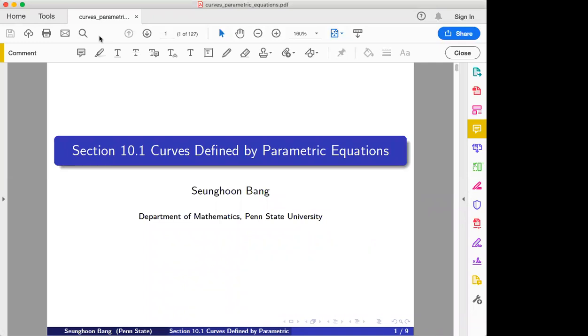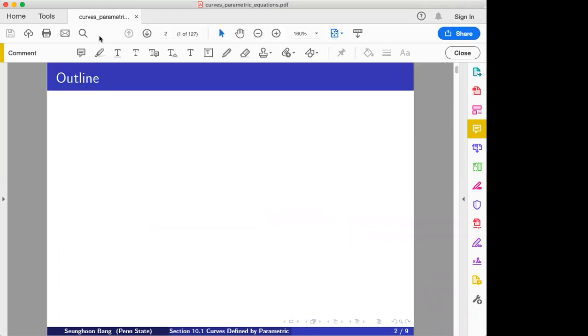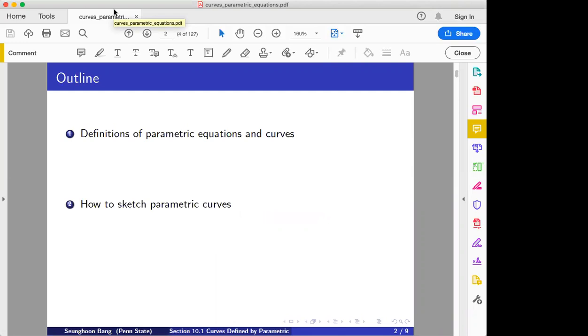Today, I'm going to talk about section 10.1, curves defined by parametric equations. This is the outline. First, definitions of a parametric equation and curve. Second, how we can sketch parametric curves. The third one, how to find parametric equations. We have three kinds of things today.